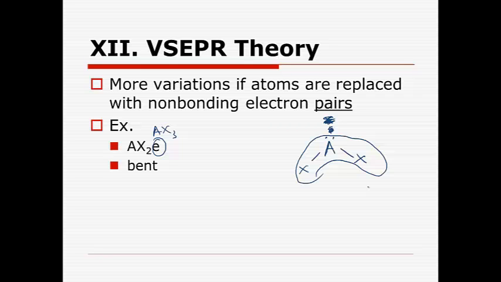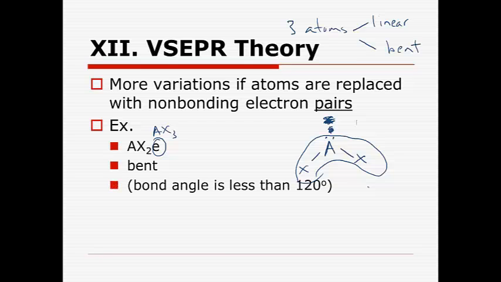Now, if you have 3 atoms, there's only 2 options. They can either be in a straight line, in which case it's linear, or they can be like that, in which case it's bent. Now, the bond angle on a trigonal planar was 120 because they want to get a little bit further away from that electron pair. The angle actually gets less than 120.